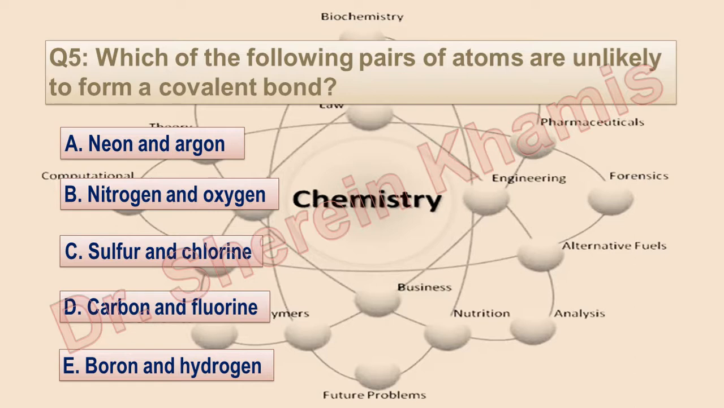No. One of them is unlikely to form a covalent bond, or to form a bond at all, as it's an inert or inactive element in nature. So the right answer will be what? The first one, neon and argon. Neon and argon are noble gases, or inert gases. They are the least likely to form any kind of bond, as they are completely inactive. Okay, let's go to question number 6.